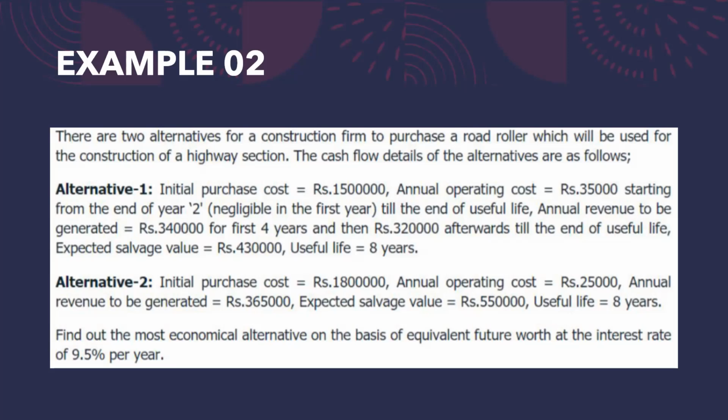Find out the most economical alternative on the basis of equivalent future worth at the interest rate of 9.5% per year. So the I value is given for both alternatives. The N value is 8 years. Can you try to identify the most economical alternative by using those equations that we learned in today's lesson? You can do it and put your answers in the chat, and then later we will discuss the answers as well.